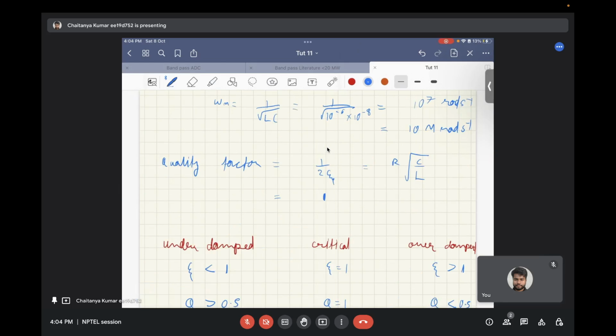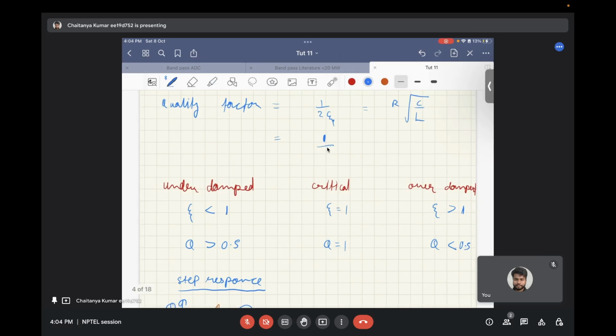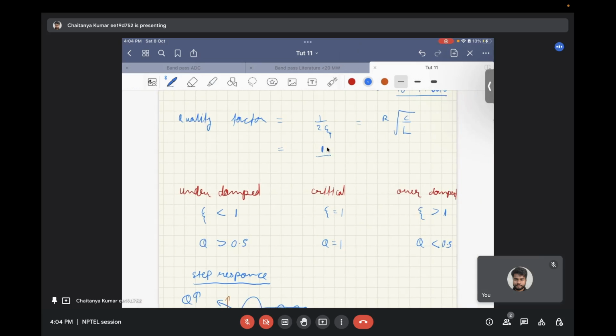Now the omega n, that is the natural frequency 1 by root LC, comes out to be 10 megaradian per second, and the quality factor, that is 1 by 2 zeta, the equation for that is R root under C by L, and since zeta is 0.5, the quality factor comes out to be 1. Now what are underdamped, critically damped, and overdamped systems?